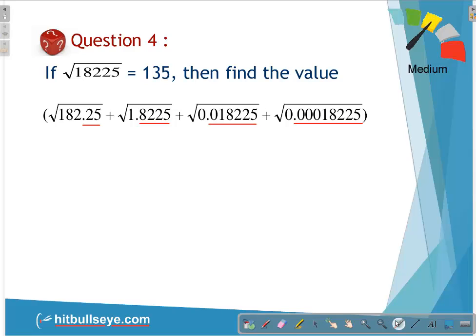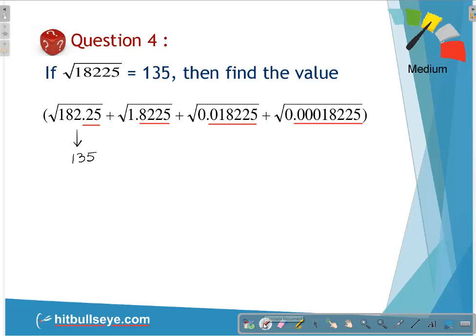Now, without using the decimal, each of the numbers is equal to the given number in the question itself. That is 18,225, whose square root we are already given as 135. So I'll take the root of these numbers without using the decimal, which I'll write for each number as 135.